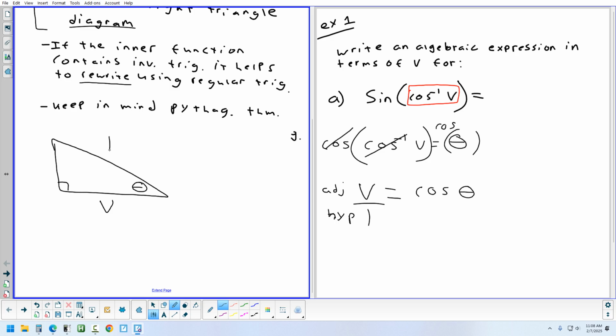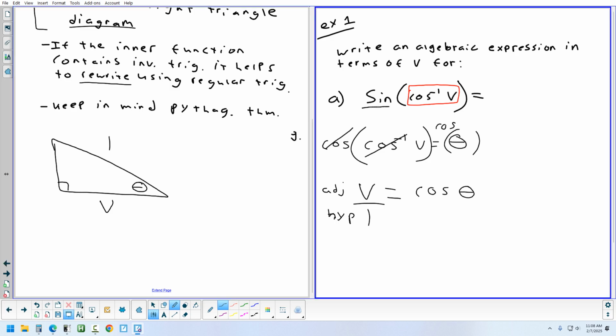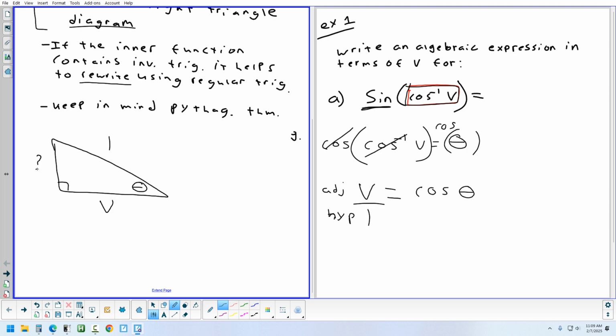All right, now think back to what they wanted in the very first step. They wanted the sine of the diagram we just drew. We just represented that box as a diagram. Now we need to take the sine of the diagram. Sine is what over what? Opposite over hypotenuse. Do I have the opposite in that picture? No. I need that. Based on what I've labeled, how can I figure out that third side?